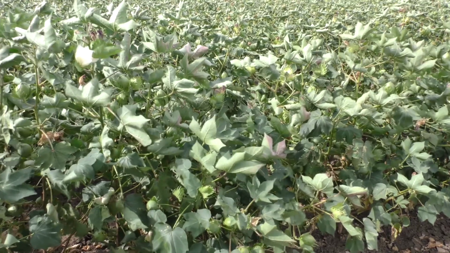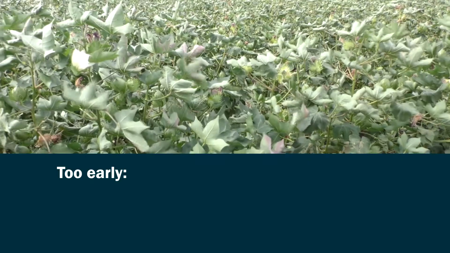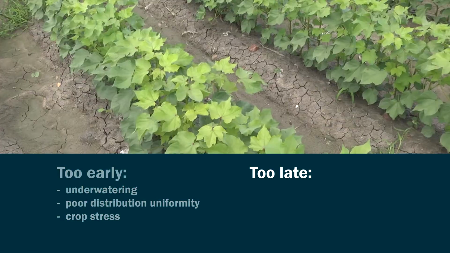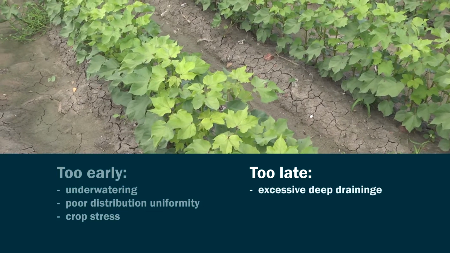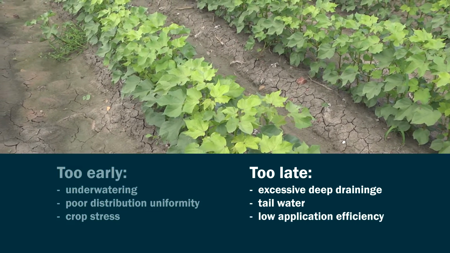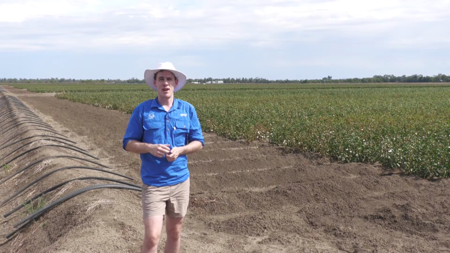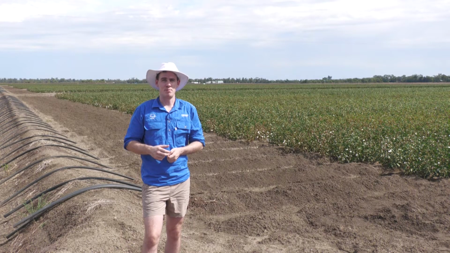Optimising the time to cut off is also important as cutting off too early will result in underwatering, poor distribution uniformity and crop stress, whilst cutting off too late will result in excessive deep drainage, tailwater, low application efficiency and yield penalties from waterlogging. Field length may also be optimised, but obviously that may not be practical.